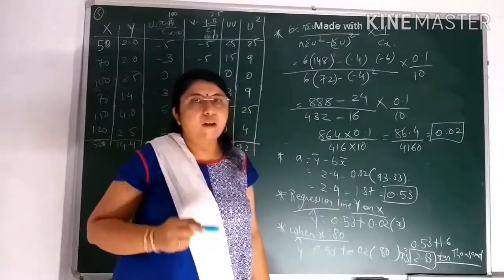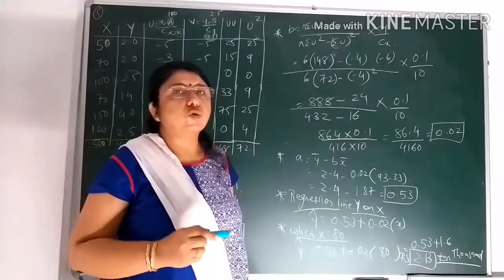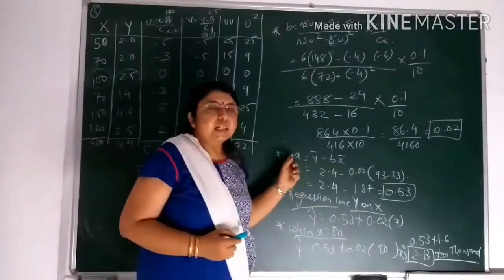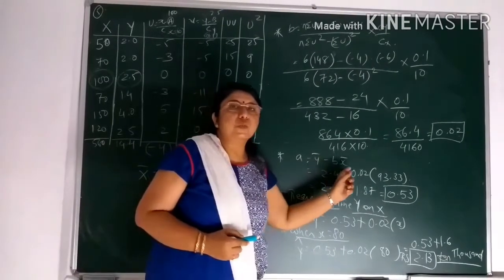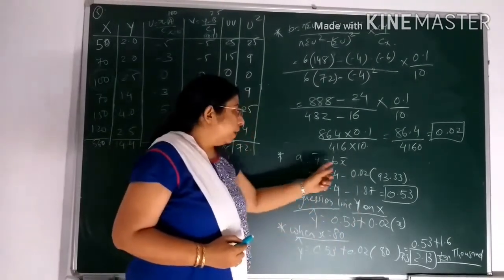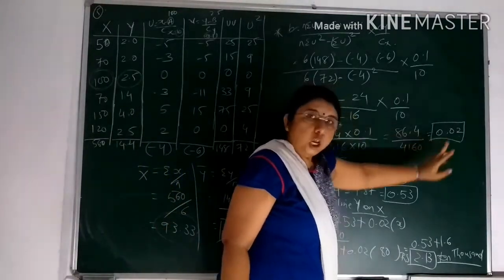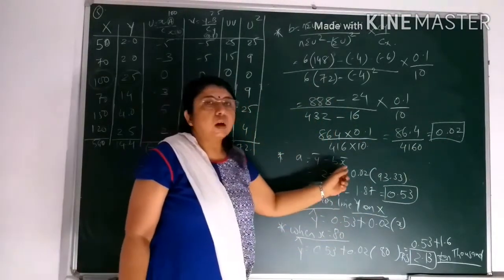After getting the value of b, the next step is to find a. Now what is the formula to find a? You know very well that a is equal to y bar minus b x bar. Already we have found y bar and x bar, and the b value we just found, that is 0.02. So placing all the values in the given formula.